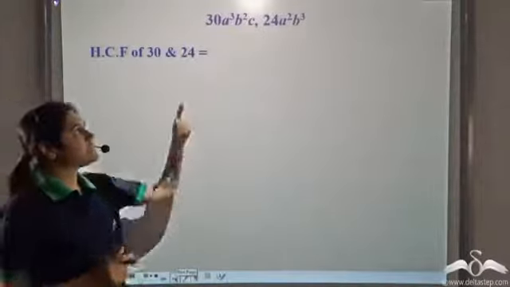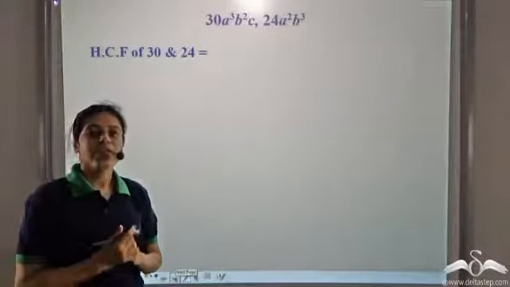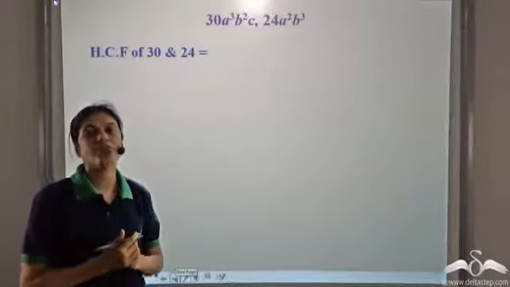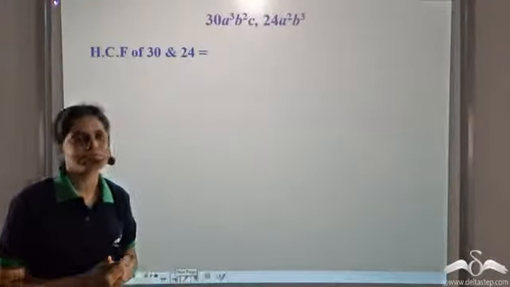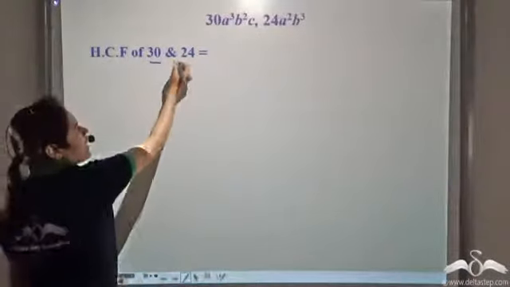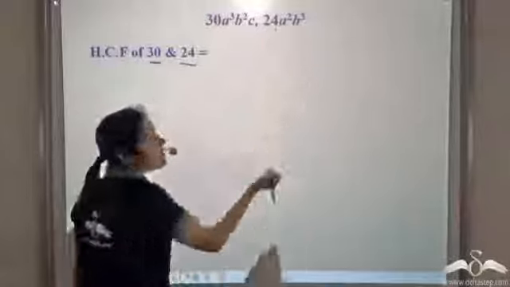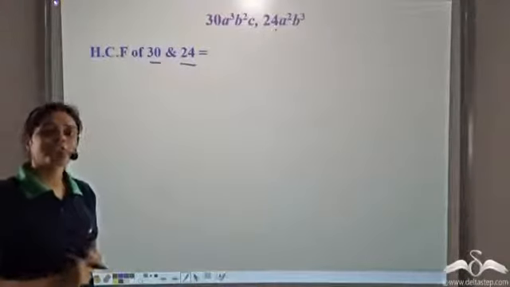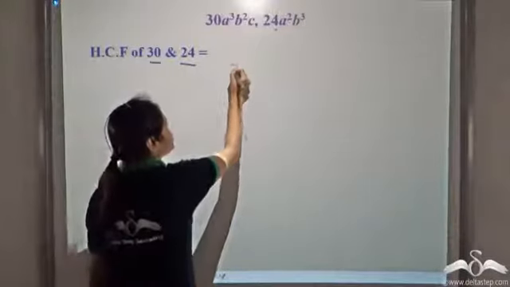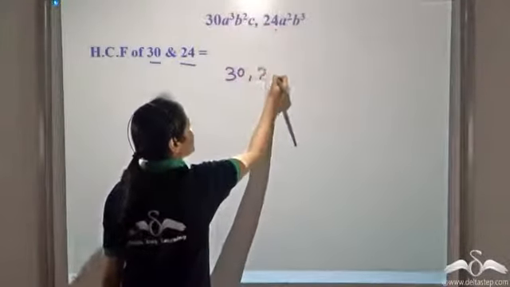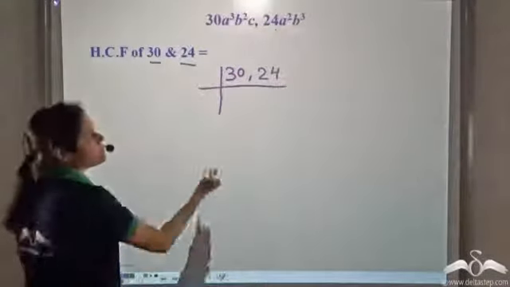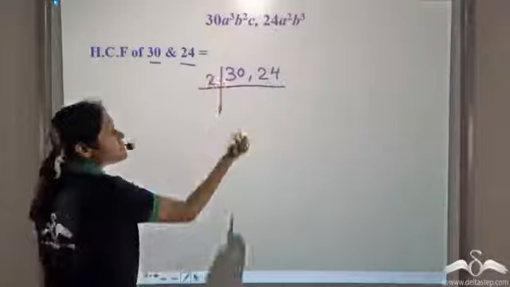So we need to find the HCF of the same terms. In this method, the first step is to find the HCF of the numerical parts of both the terms. So 30 is the numerical part of this term and 24 is the numerical part of this term. So we calculate the HCF of 30 and 24.